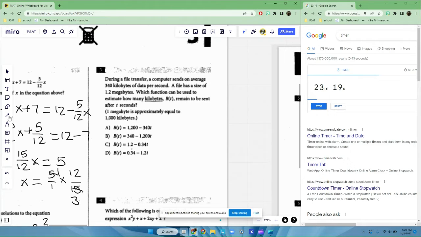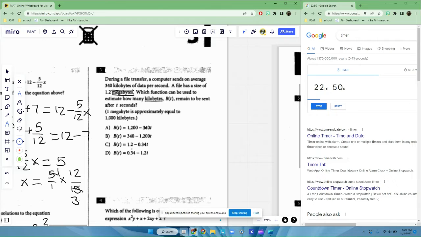All right, next question. So during the file transfer, a computer sends on an average 340 kilobytes of data per second. A file has size of 1.2 megabytes. Which function can be used to estimate how many kilobytes remain to be sent after t seconds? So this is pretty simple. This is written in slope-intercept form, but a simple way we can do this is we're converting 1 megabyte into kilobytes, since we have kilobytes here.